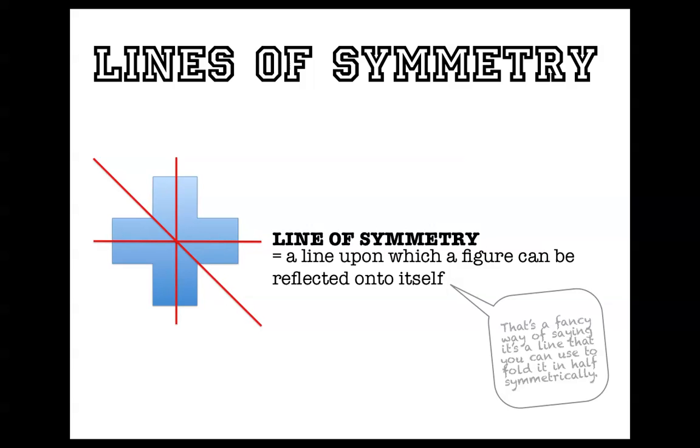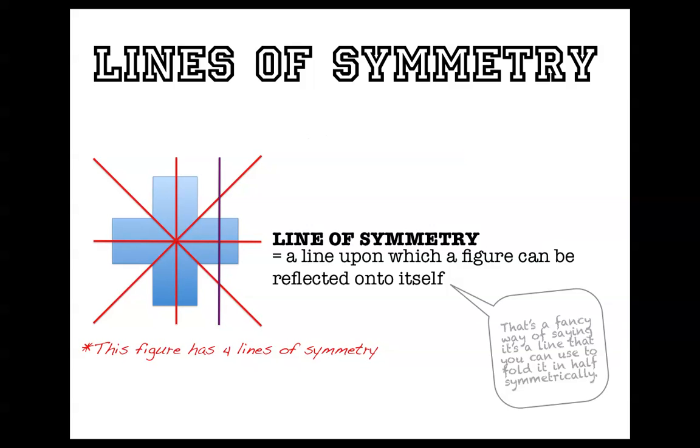There's one. Oh yeah, you could fold it in half that way. There's another one. So lines of symmetry might be horizontal, or they might be vertical, or sometimes they might be crooked. This figure has 4 different lines of symmetry, but that's not one of them. And you can see why that's not a line of symmetry. If you folded that figure on that line, it would not overlap itself perfectly.